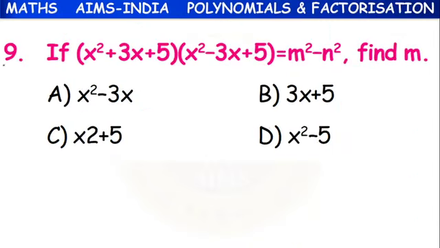Next, ninth question. If (x² + 3x + 5)(x² − 3x + 5) = m² − n², then find m. So we have to find m.